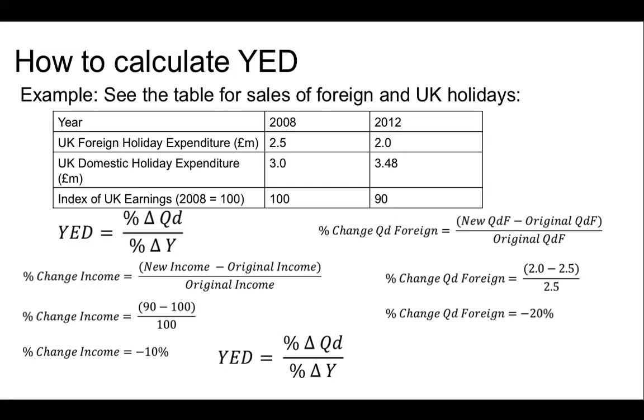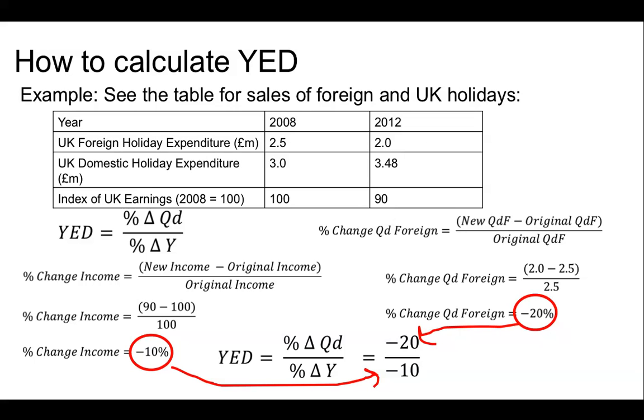So to figure out the YED figure, after we've done those two calculations, we just plug them in to say that, well, the percentage change in income was minus 10%, the percentage change in quantity demanded was minus 20%. Plug those figures in, and we don't have to worry about the percentage symbol in them because it's one percentage divided by another. And then minus 20 divided by minus 10 is 2.